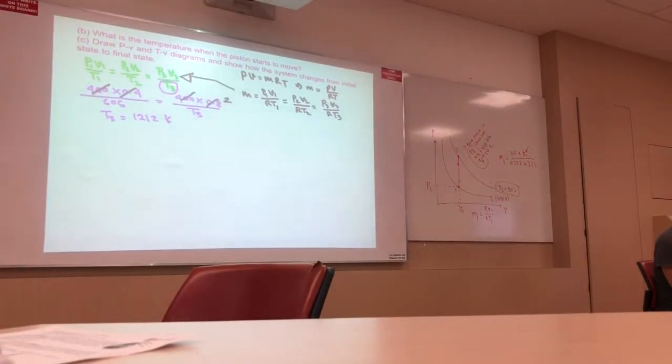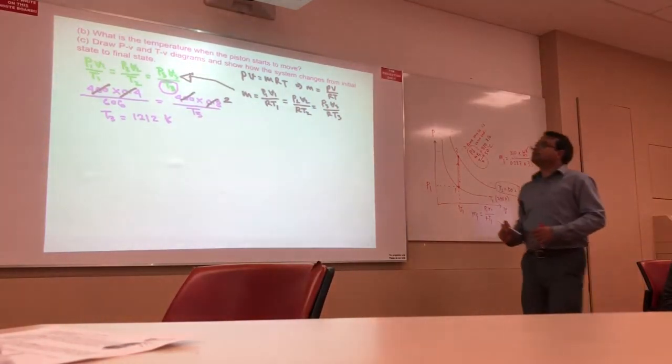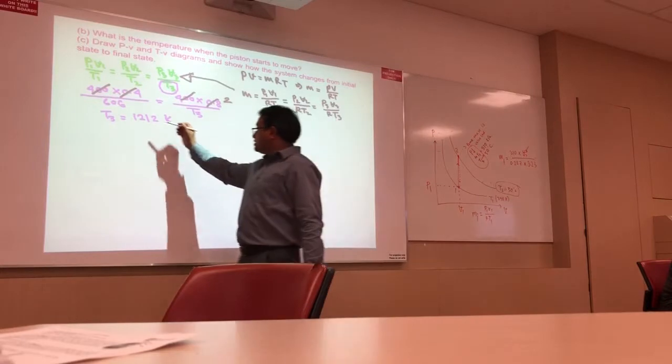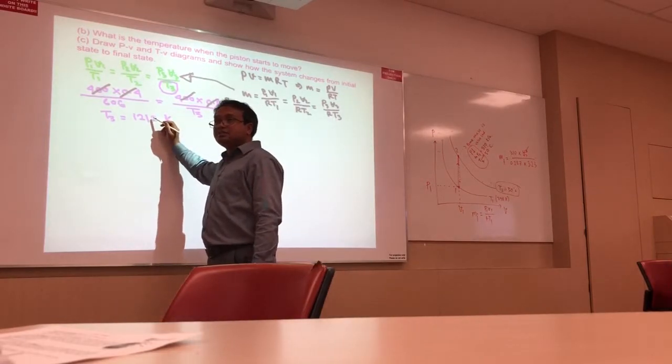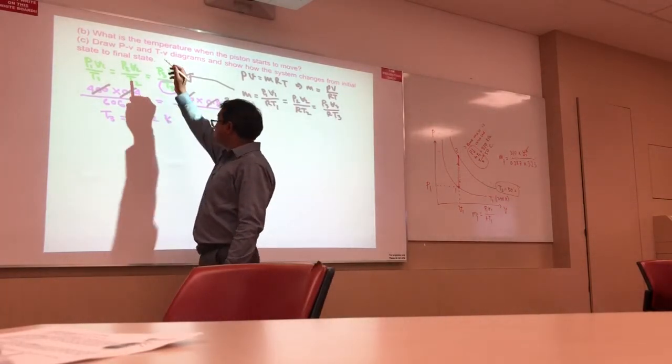Sir, sorry, so the answer for A is 606, is it? Yes. Not 1212. Because it's the final. No. This is final. This is A. This is A. Then 606 is for B.